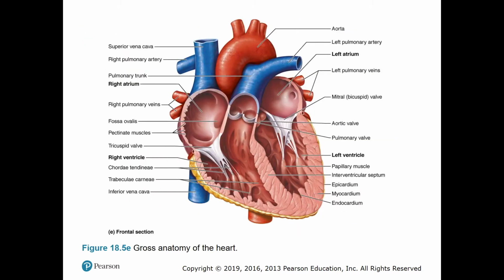Figure 18.5e, frontal section of the heart. You can find the right atrium and left atrium. In the right atrium, you can see the pectinate muscles. You can also see the superior vena cava and the inferior vena cava. On the left, you can see again the left atrium.